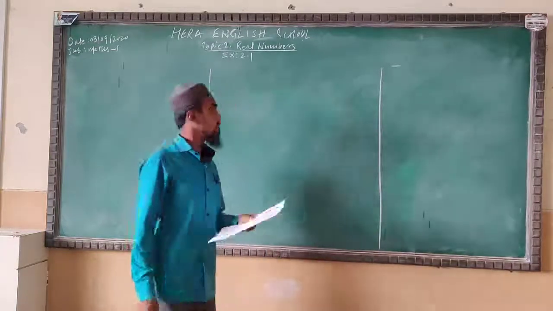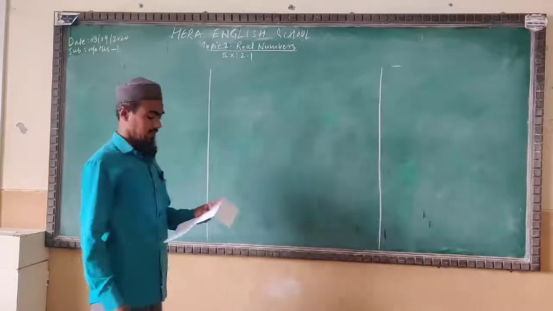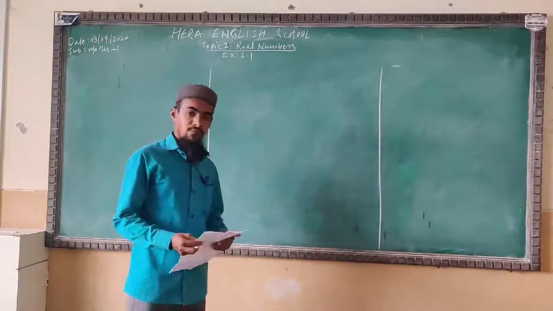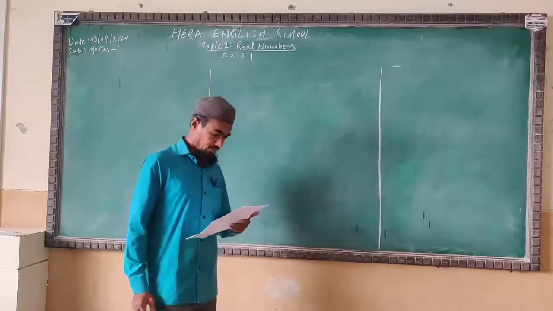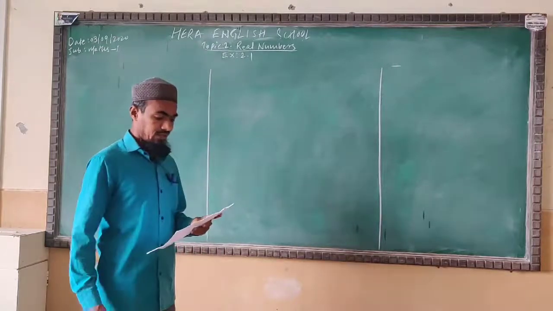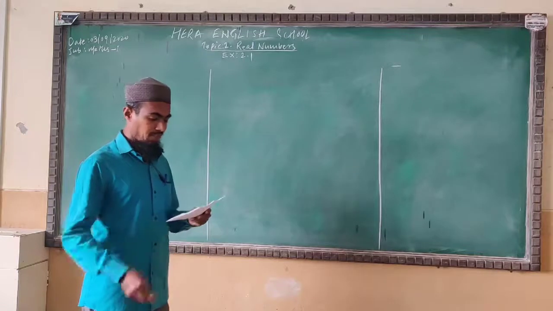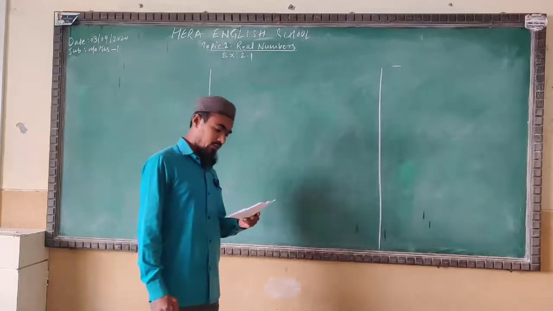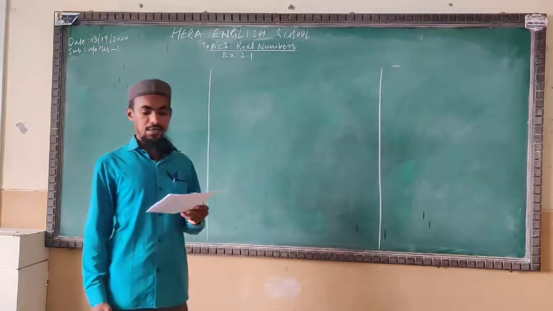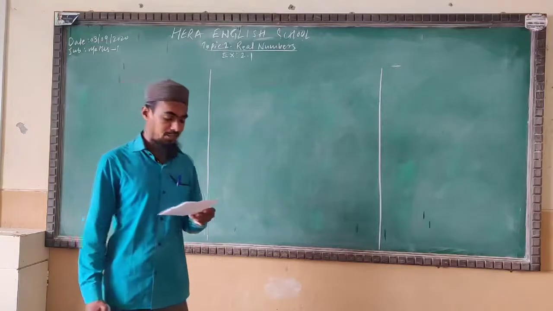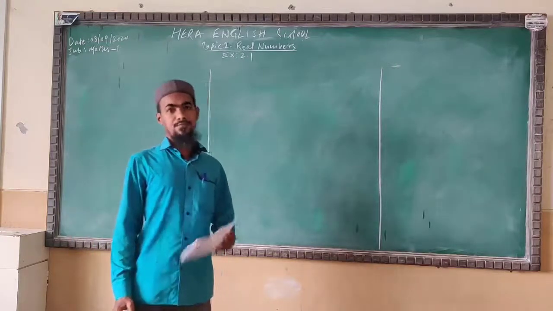The second lesson, the real numbers, exercise number 2.1. Here we have the first question. Classify the decimal form of the given rational numbers into terminating and non-terminating recurring type.